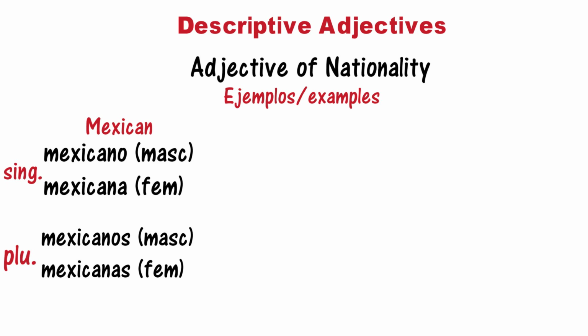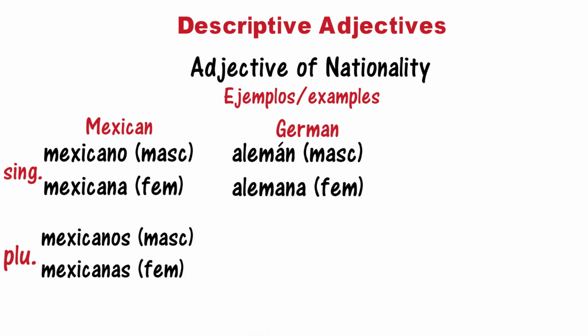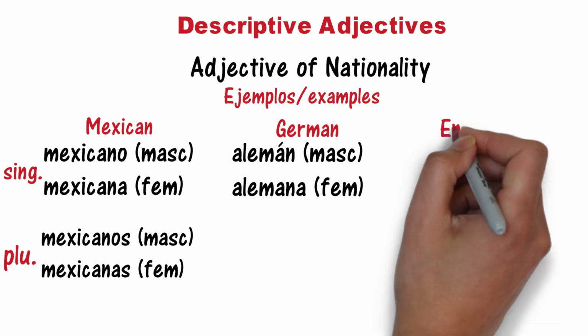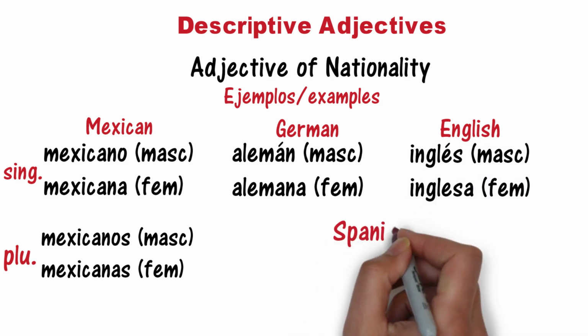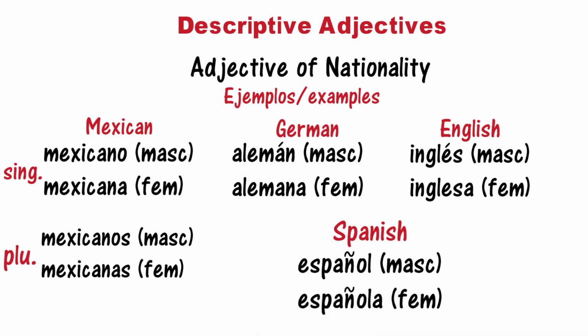And if it ends with a consonant, for the female counterpart, you add a. For example, alemán becomes alemana. Alemán becomes alemana for female. And other consonants like inglés becomes inglesa. Español, the female counterpart, becomes española. So in a sentence, that is how you change it. If the noun is feminine, you change the adjective to the feminine form.